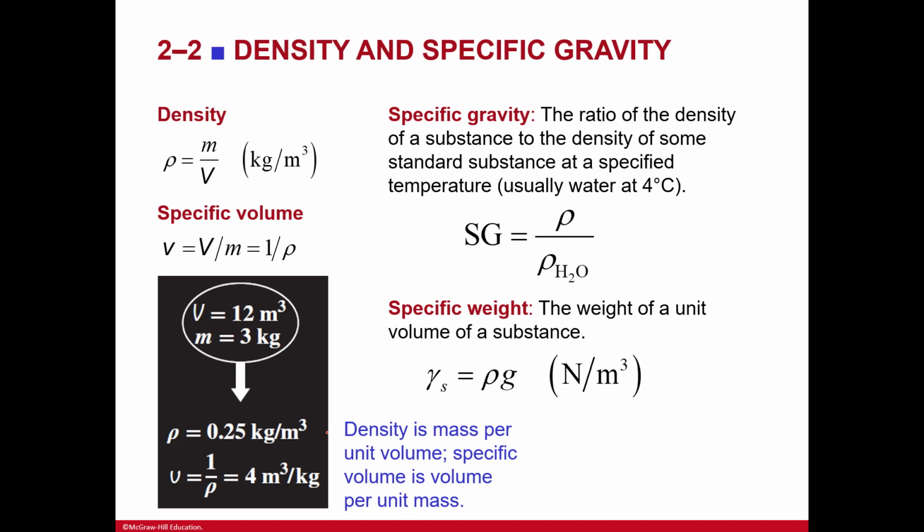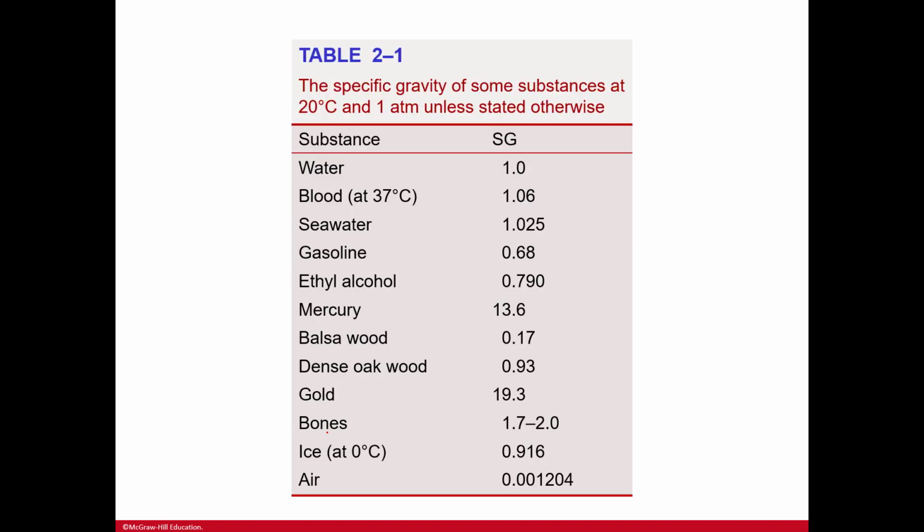Specific weight is the weight of a unit volume of a substance. Density is mass per unit volume. Specific volume is volume per unit mass. So it's just the inverse. That's all we're talking about. And then here's a table that gives some specific gravities of substances at 20 degrees Celsius and 1 atmospheric pressure, unless stated otherwise. You see our basis there is water at 1.